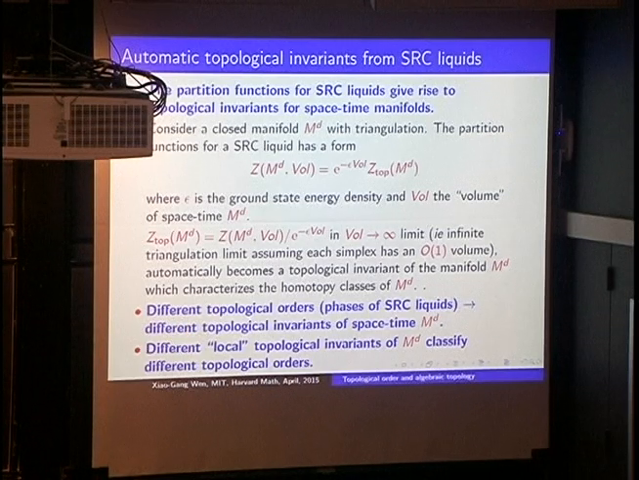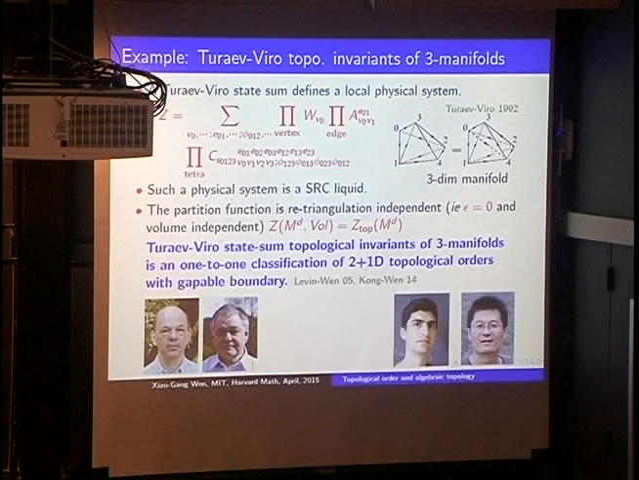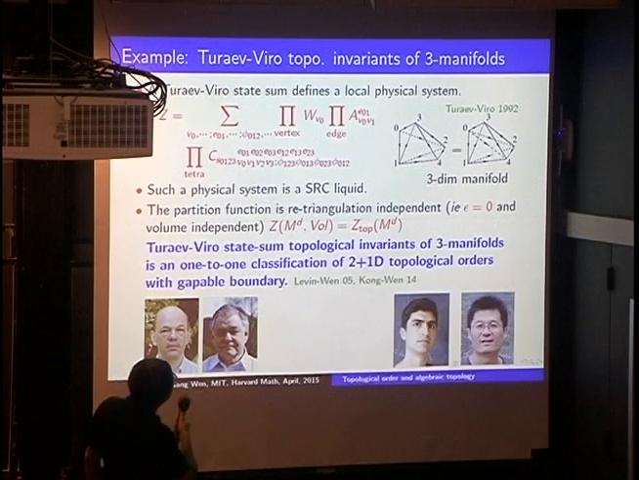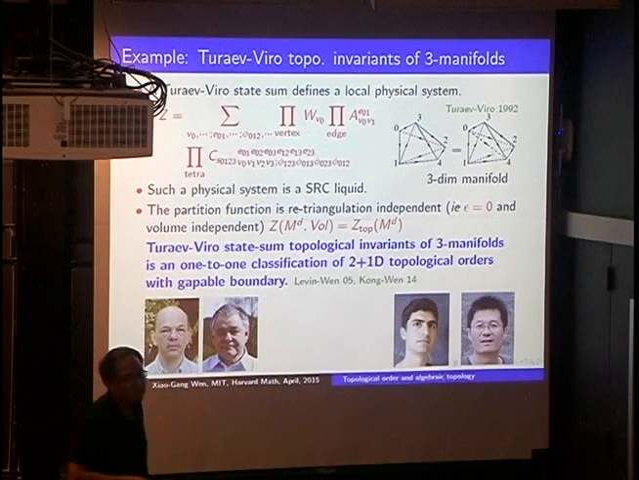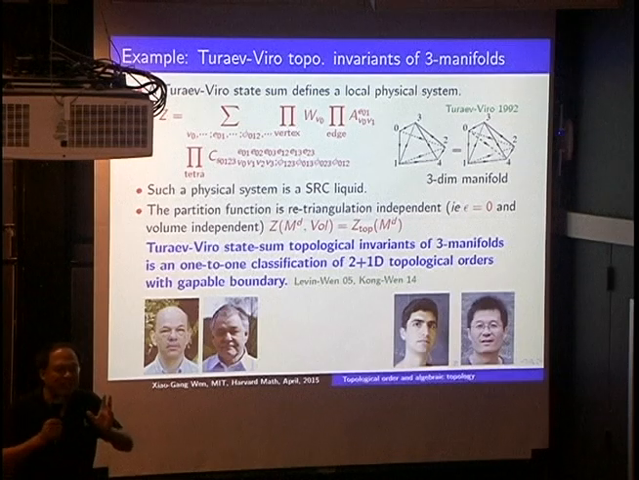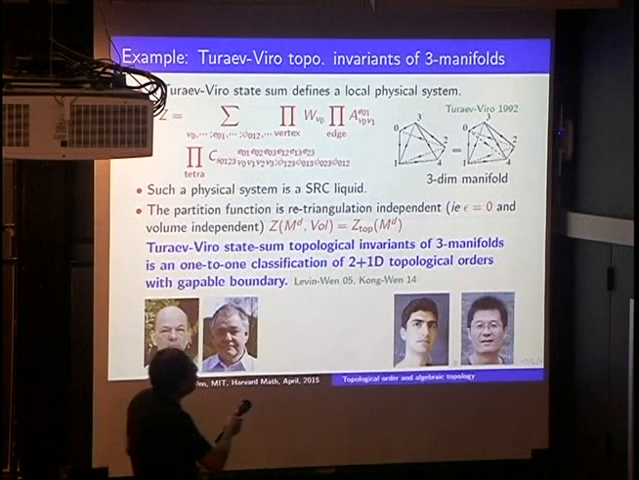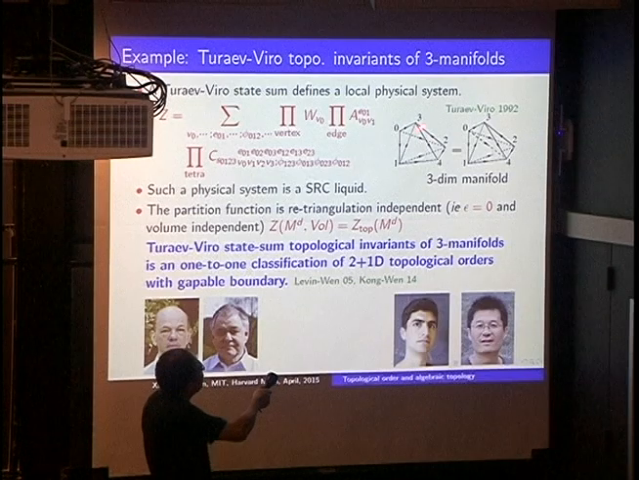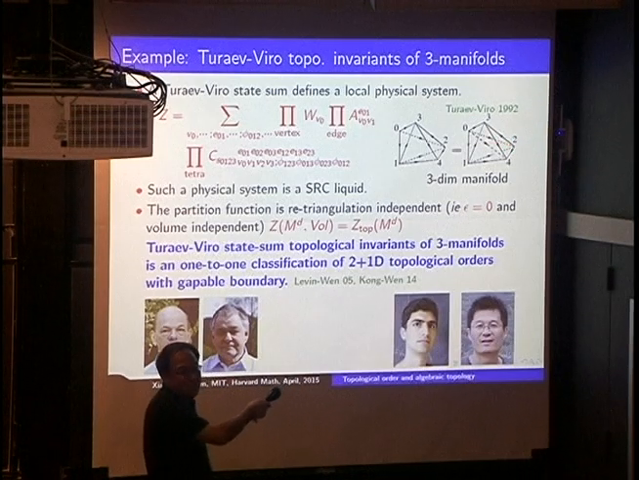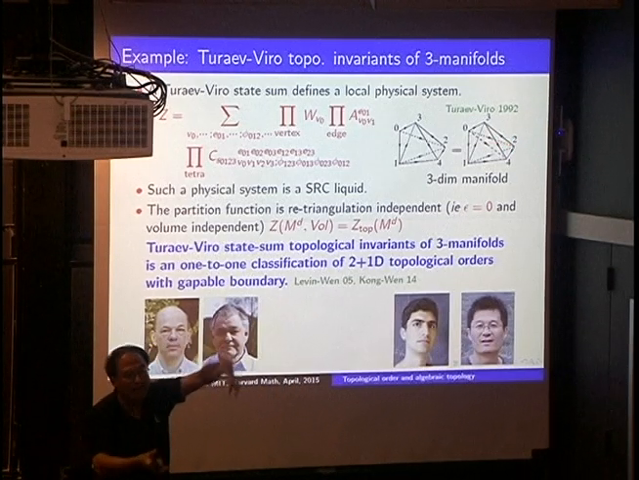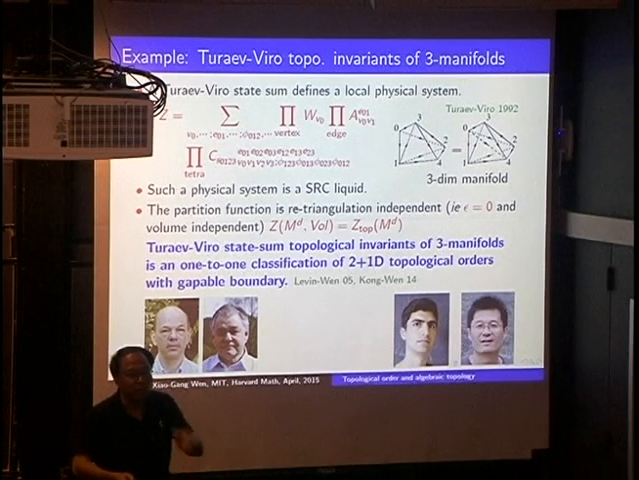But maybe let me give one example from physics. This is the topological invariant for three-manifolds, exactly what we described. In the theoretical construction of a topological invariant for three-manifolds, they design certain very special tensors, such that the tensor has a retriangulation invariance. Basically, say here they have two tetrahedra. If you add a line here, these two tetrahedra become three tetrahedra. Then you can use two tetrahedra to compute the partition function, or you can use three tetrahedra, using the same tensor.